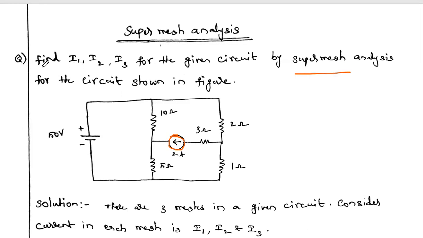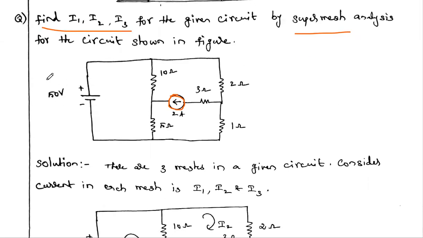Here the question is to find the currents I1, I2, I3 for the given circuit using the diagram given below. You see this is the external voltage source of 50 volts and some resistances are connected, and in between the second loop and third loop one current source is there. If instead of this current source a voltage source were given, that would not be a super mesh analysis; we would solve it with ordinary mesh analysis. But since a current source is given between two loops, we have to solve it using super mesh analysis.